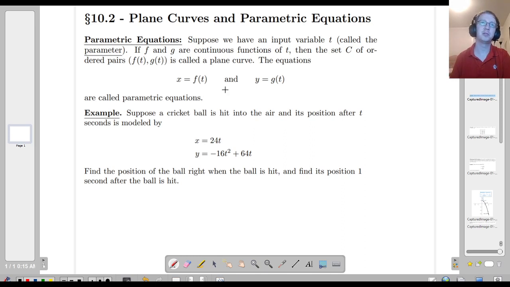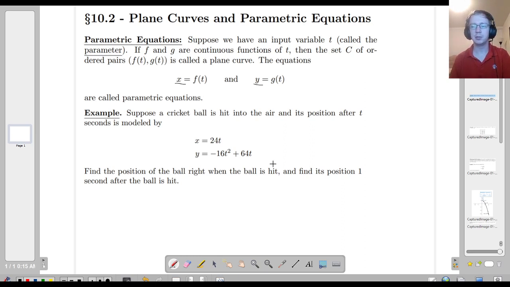So the first thing I want to define is just what a parametric equation is. Basically, it's something where our coordinates, x and y, are each defined as a function in terms of some parameter that's normally going to be t. Sometimes our parameter is theta or a different letter, but most of the time it's just t. So here's an example: x equals 24t, y equals negative 16t squared plus 64t.